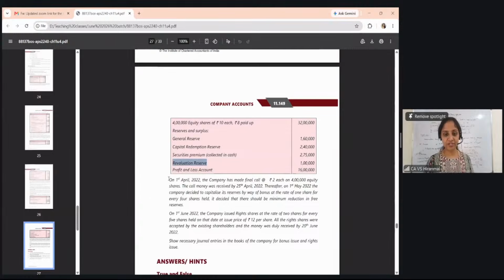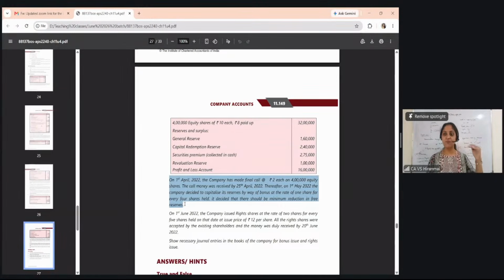Read it very carefully. On 1st of April 2022, the company has made a final call of 2 rupees each on 4 lakh equity shares. The call money was received. Thereafter, on 1st of May, the company decided to capitalize its reserves by way of bonus at the rate of 1 share for every 4 shares held. Until this, it is a normal question.